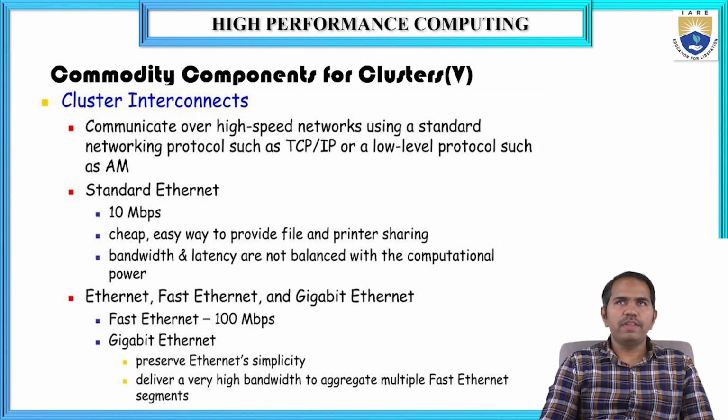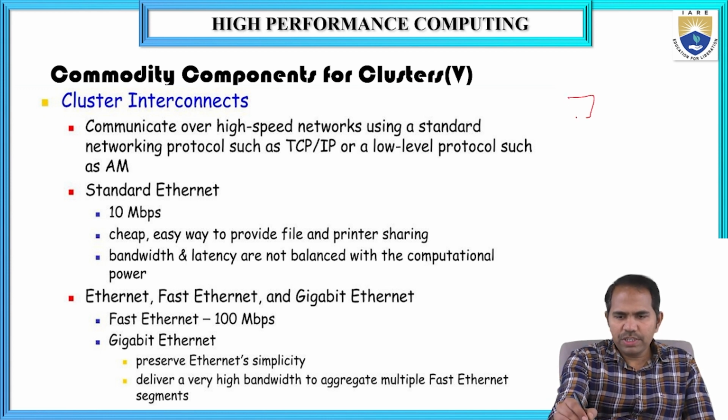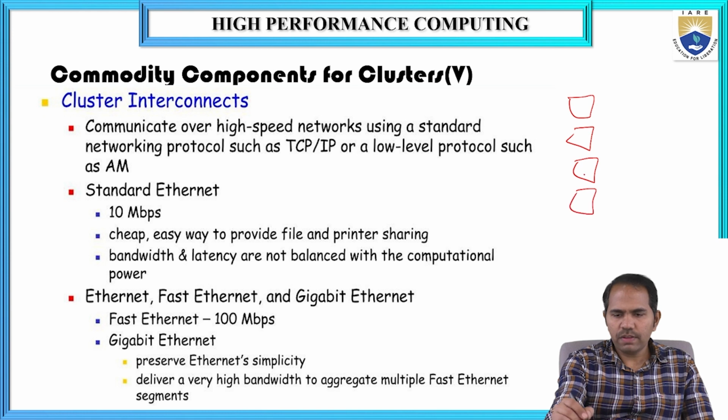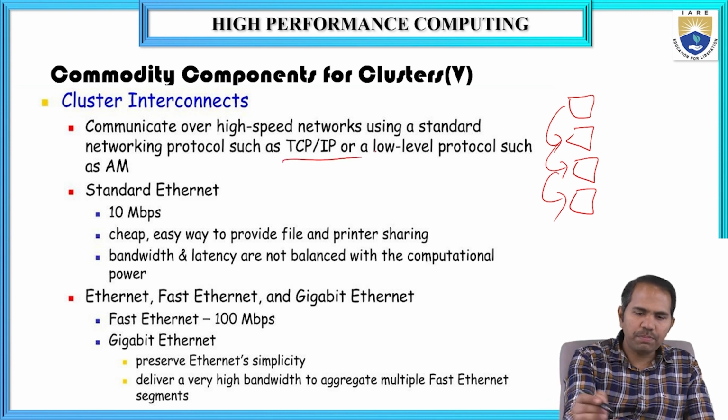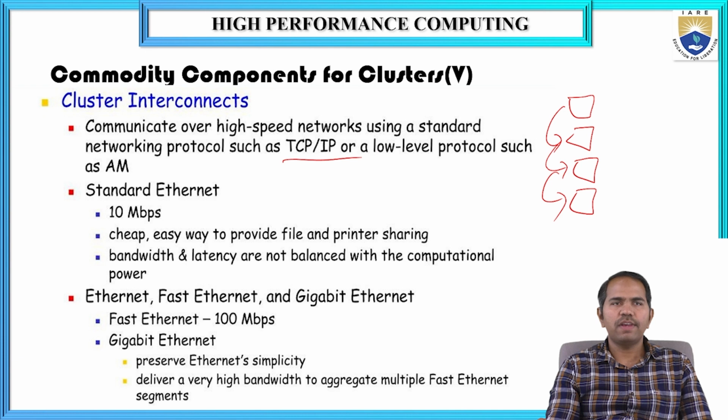And the fifth thing among common components for clusters is the cluster interconnect. This is very important. It is the communication between the nodes. For example, these are the nodes, and the communication is in between the nodes. What is the high-speed range? They communicate over high-speed networks, using a standard networking protocol such as TCP/IP or low-level protocols such as AM, active messages. So the communication between nodes has to use high-speed networks.